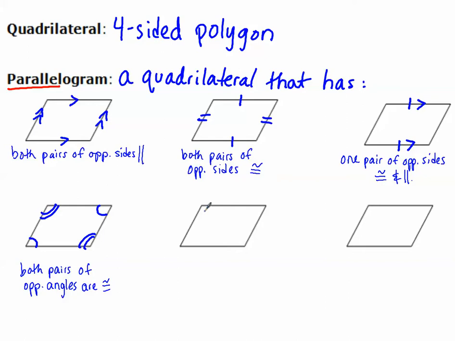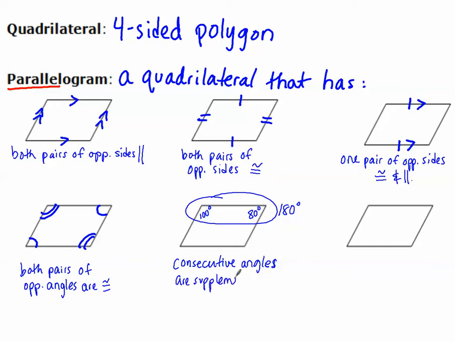What else about the angles? The consecutive angles, the angles next to each other, well, what has to be true about them? If this is 100 degrees, then this will be 80 degrees. They add up to 180 degrees. So we say the consecutive angles are supplementary. And not just one pair, but all of the angles that are consecutive. So also these two right next to each other. Those will also add up to 180 degrees. Any consecutive angles in the parallelogram are supplementary.